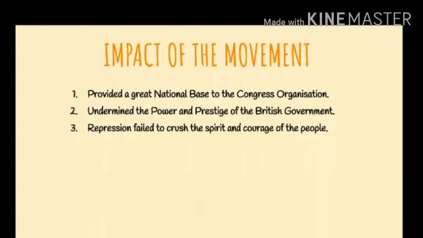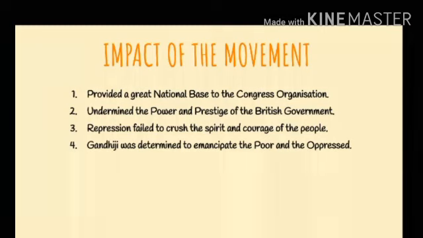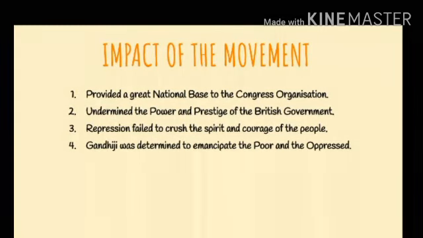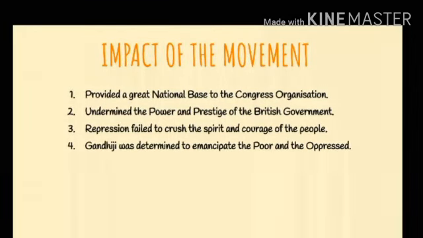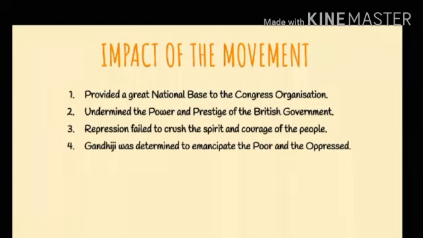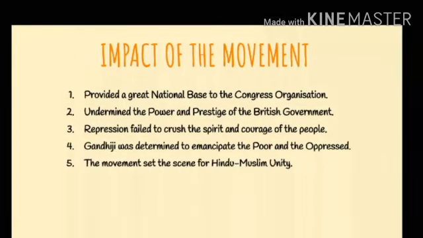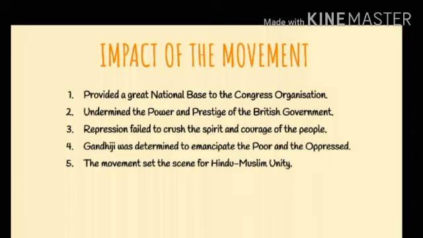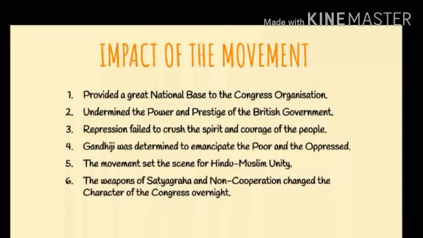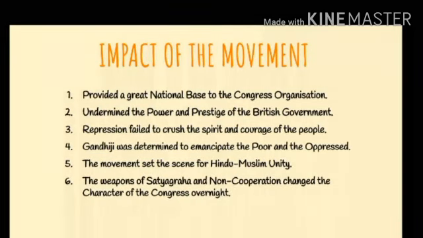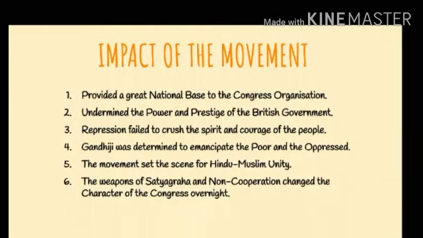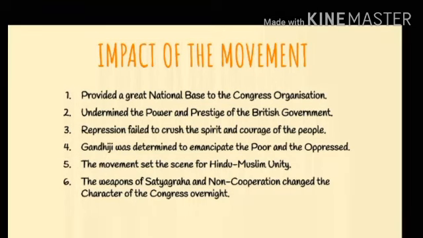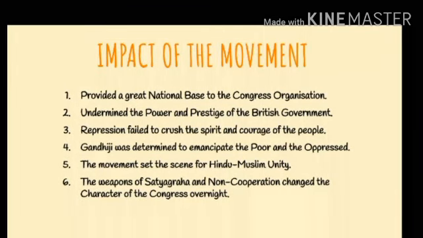Gandhi was determined to emancipate the poor and the oppressed. Removal of untouchability and promotion of khadi became the essential tools of Gandhi in his struggle against the British rule. The movement set the scene for Hindu-Muslim unity. The weapons of satyagraha and non-cooperation changed the character of the Congress overnight as it was no longer a deliberative assembly but an organized fighting force pledged to revolution.